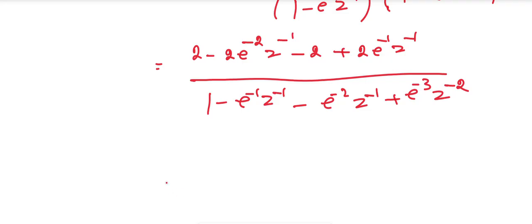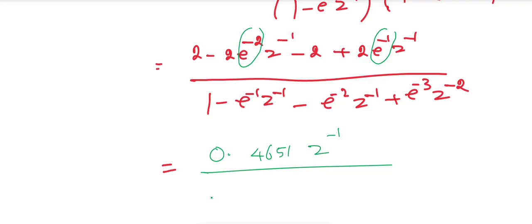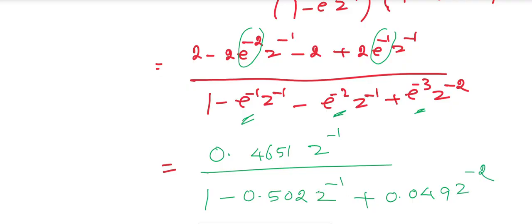Now find out the e power minus 2 value and the e power minus 1 value in the numerator. Simplify, and finally we get 0.4651 z inverse divided by 1 minus 0.502 z inverse plus 0.049 z inverse squared, after substituting the values for e power minus 1, minus 2 and minus 3. This is your H of z.